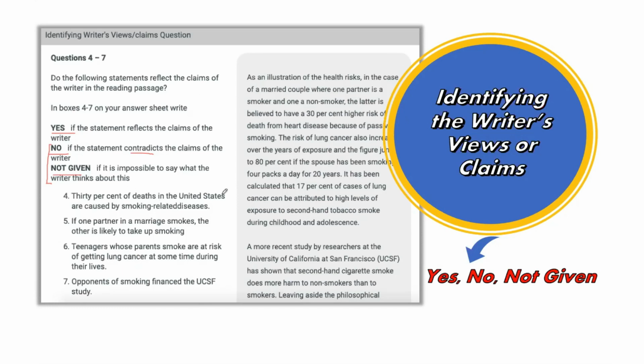This can also be quite tricky because you have to think of what the writer says or the writer's views, and it's a bit different than true and false. You can follow the same strategy though for the identifying information question type.